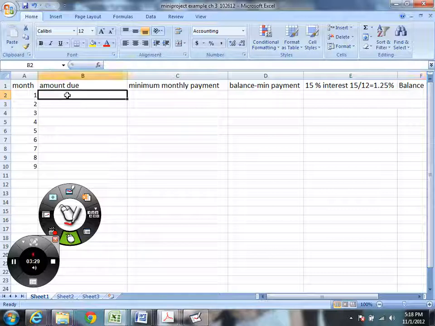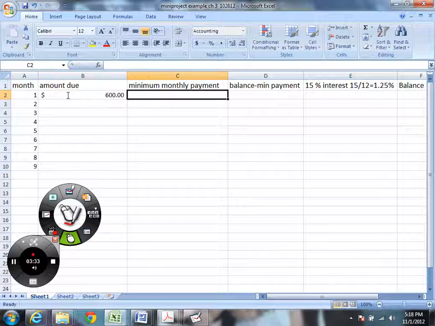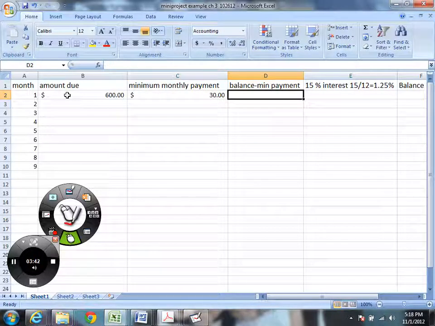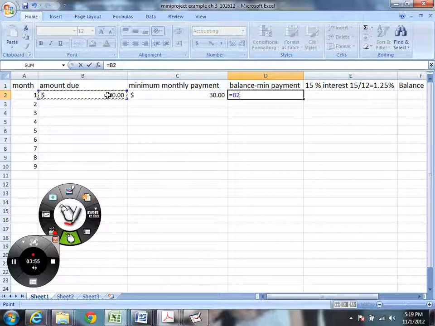Alright, so I buy something, let's say I buy something for $600, so I just put it in there. And then I'm going to pay, let's say, $30. Okay, so I pay $30. This next column is I'd like to do 600 minus 30. So anytime I plug in an equation, I press equals. And then instead of doing 600 minus 30, I'm going to see this cell right here as B2. So I can either click on B2, or I can just type in B2.